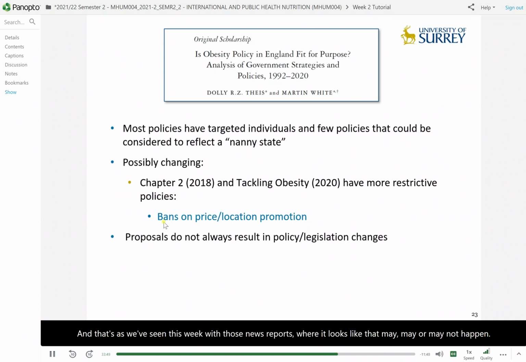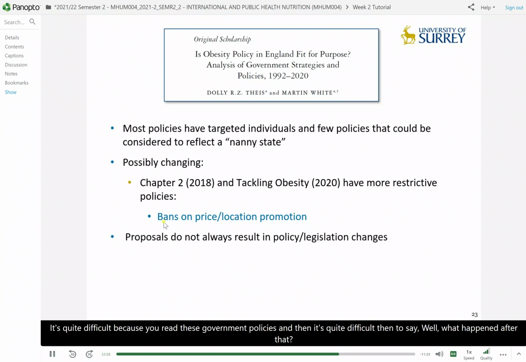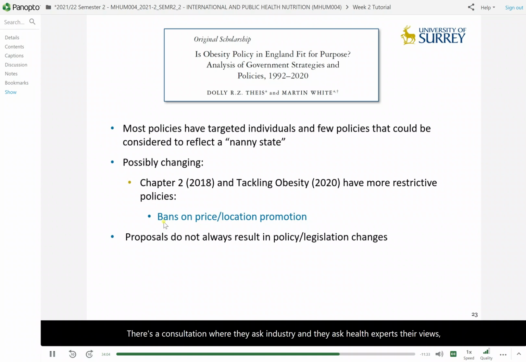And that's, as we've seen this week with those news reports, where it looks like that may or may not happen. So it's quite hard, and that's what we always say in public health. It's quite difficult because you read these government policies and then it's quite difficult to see, well, what happened after that? There's a consultation where they ask industry and they ask health experts their views, and then it's quite difficult to track through and find, did that go anywhere? Did they actually ban advertising? Did they ban energy drinks? And where are we at with that? And it can take a very long time for change to happen.